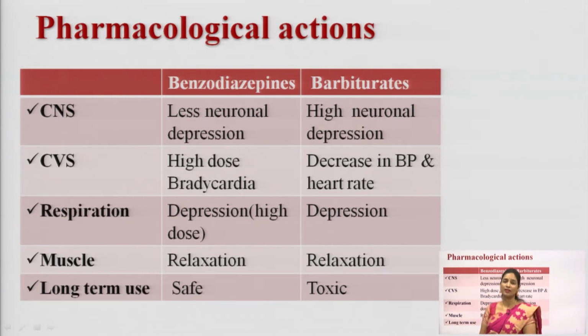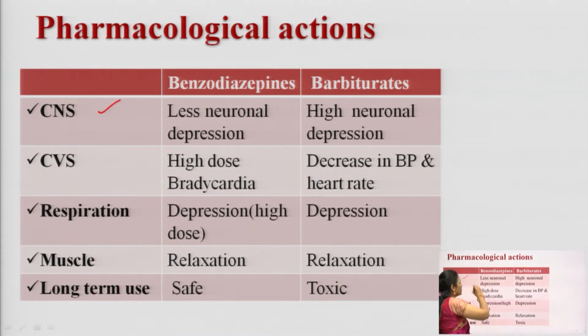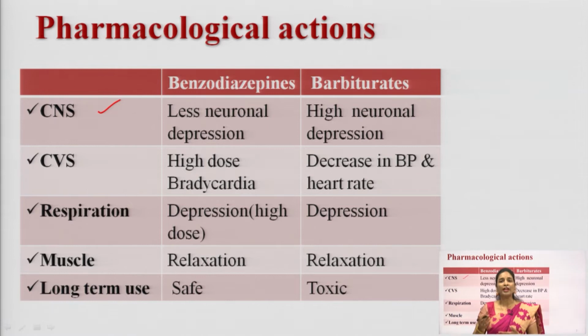So, today in class we will discuss the pharmacological actions of sedatives and hypnotics. So, in this class we will study the CNS. What is meant by CNS? Central nervous system. So, after taking these sedative and hypnotic drugs, what is the action on the central nervous system? Benzodiazepines cause less neuronal depression. If I am talking about the benzodiazepines, these are drugs which cause depression like hypnotic drugs, but the major difference is that they cause less neuronal depression compared to that of a hypnotic dose, right. Benzodiazepines are the drugs which have less neuronal depression.